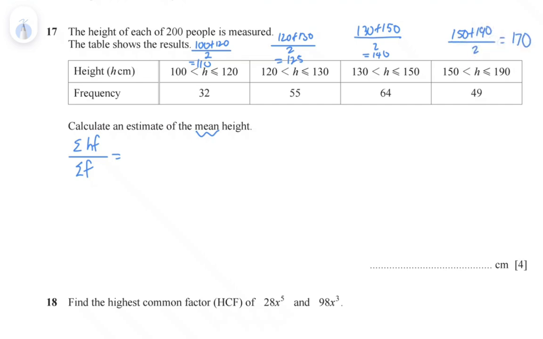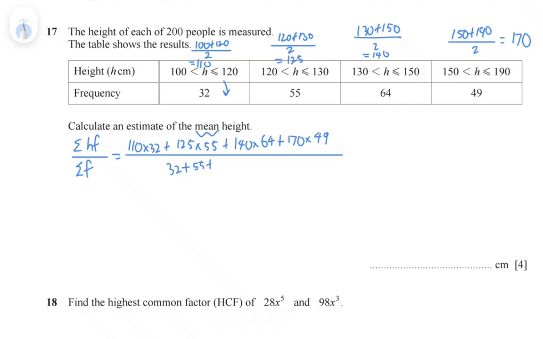And then from that, we can find HF by multiplying the midpoint times the respective class frequency. So this would be 110 times 32, and the sum of all of that, so that's 125, 55, plus 140 times 64, plus 170 times 49. Then that will all be divided by the total frequency, the sum of frequencies, which is 32, plus 55, plus 64, plus 49.